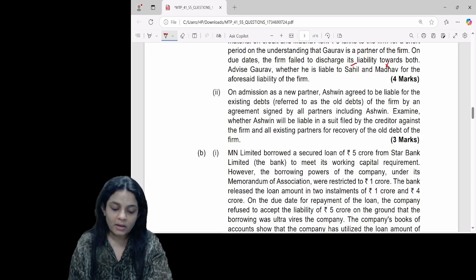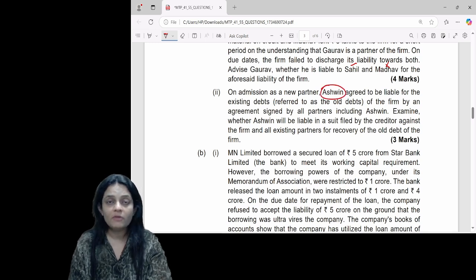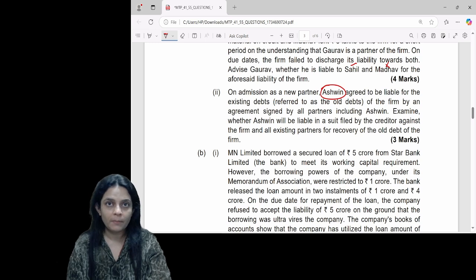On admission as a new partner, Ashwin agreed to be liable for the existing debts of the firm by an agreement signed by all the partners, including Ashwin. Can a new partner who has joined the firm agree to be liable from a prior date? Yes. Generally, the liability of a new partner is from the day he joins the firm. However, with his other partners, he can agree to be liable from a prior date.